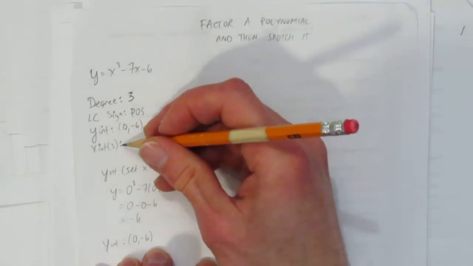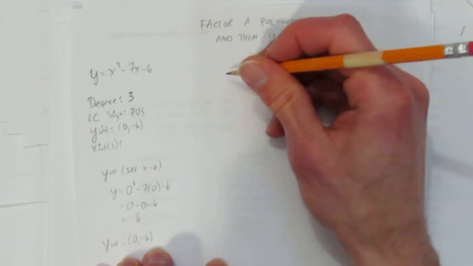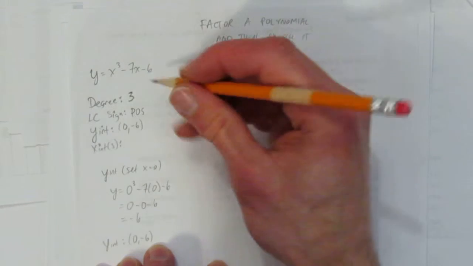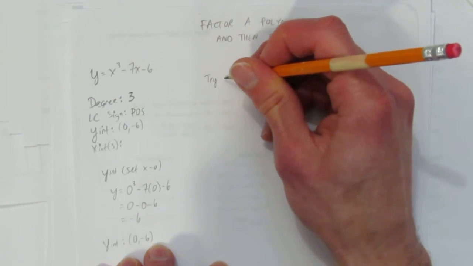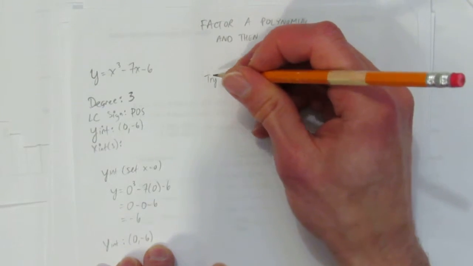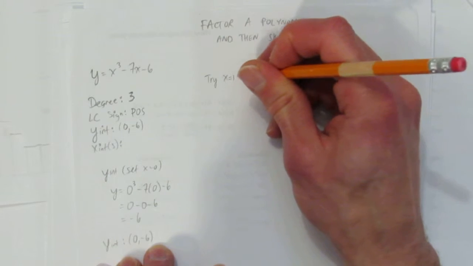But the x-intercepts are going to take time. We need to figure out what the x-intercepts are. Well, we do that by using the remainder theorem and factor theorem. We need to find an x that can factor this. I usually say try small integers, because that's usually what you're going to get, small integers like 1, 2, 3 or negative 1, 2, 3.